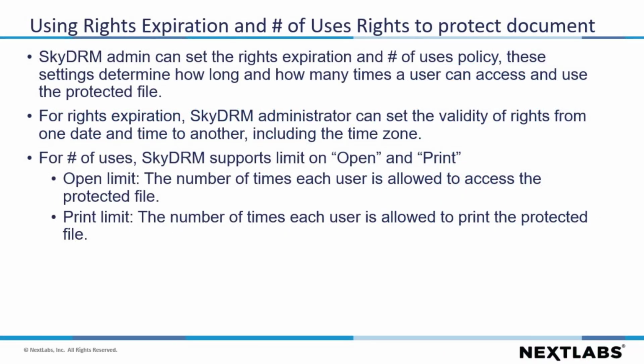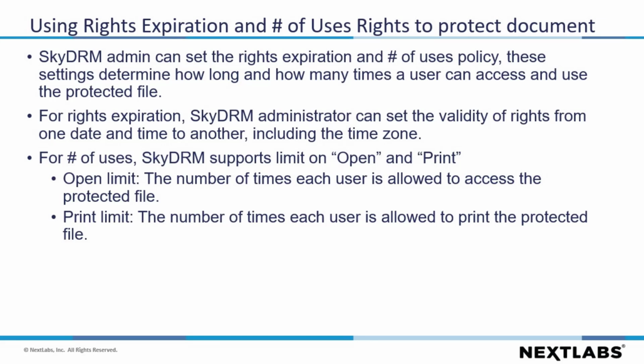SkyDRM admin can set the rights expiration and number of uses limits in policy. These settings determine how long and how many times a user can access and use the protected file. For rights expiration, SkyDRM administrator can set the validity of rights from one date and time to another, including the time zone. For number of uses, SkyDRM supports open and print limit.